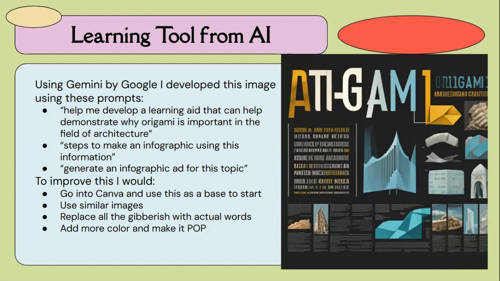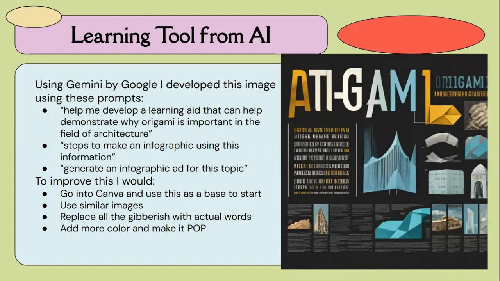For the portion of my assignment that required me to use an AI, this is how I went about it. I first got Gemini from Google and I developed an image. And the prompts that I used to develop the image were: help me develop a learning aid that can help demonstrate why origami is important in the field of architecture, steps to make an infographic using this information, and generate an infographic ad for this topic.